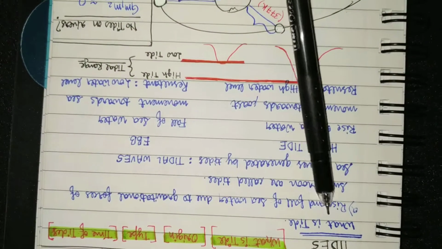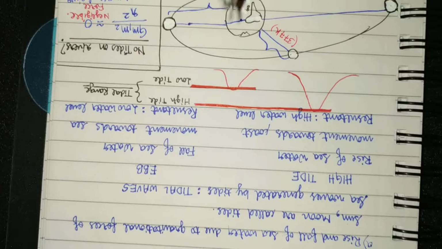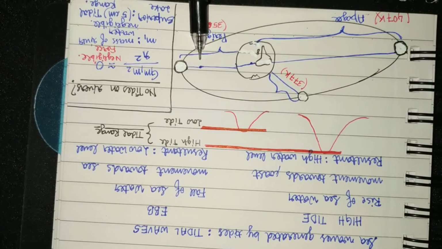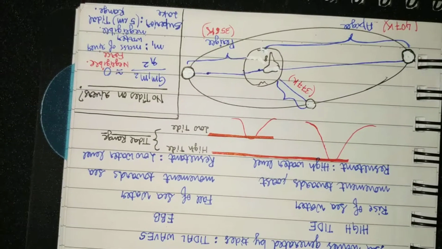Let's summarize. What is tide? Rise and fall of seawater, high tide, low tide, tidal range, perigee, apogee. No tides on rivers because of negligible force.